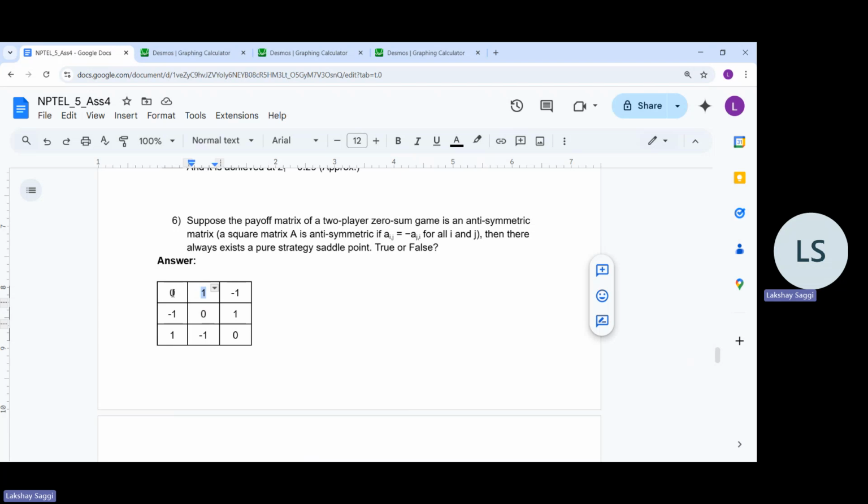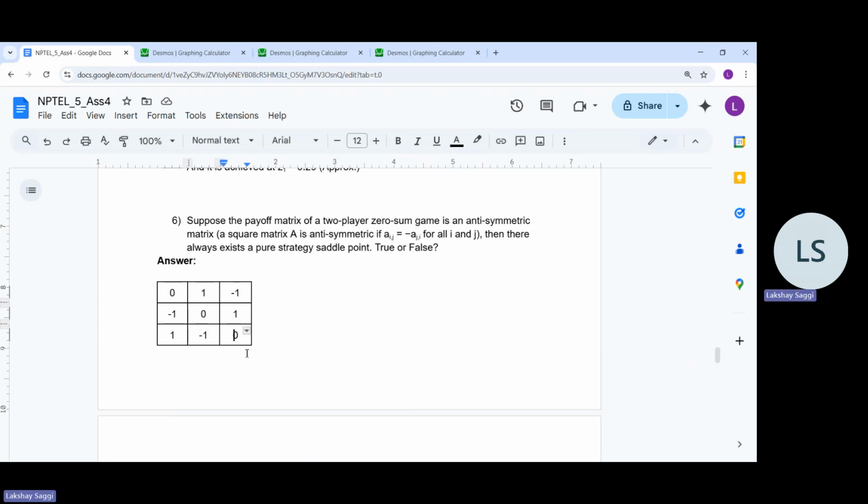But note that for the column player, we want to find out something like a maximum kind of a thing. If the column player chooses column one, the row player will choose this minus one. In column two, the row player will again choose a minus one. And here also there is a minus one. So for the column player, the security level will be minus one, whereas for the row player, it was plus one.